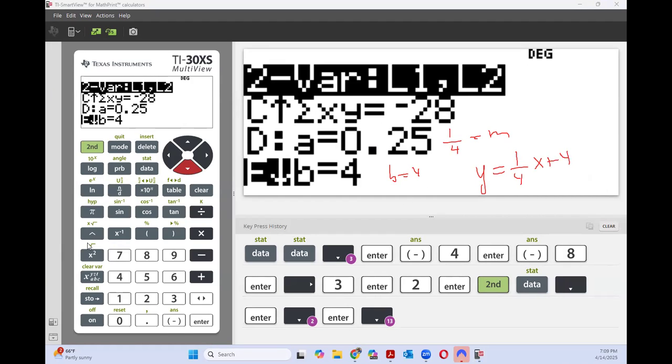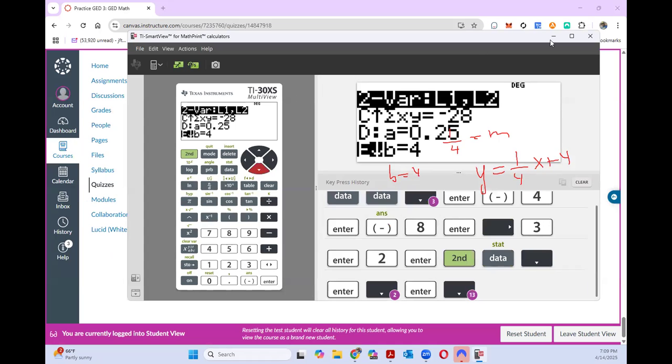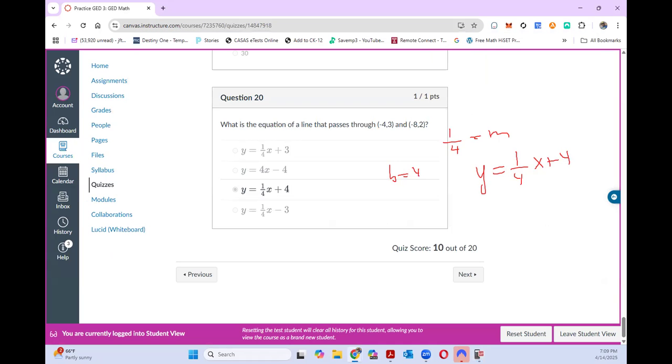But what I'm saying to you is, what you should be happy about, with all the fears that you have taking this exam, is you missed it by one question. You got 10 out of 20. You needed 11 out of 20 to pass the GED. So what you should be thinking is, oh, I knew how to do that problem. Oh, I knew how to do that problem.